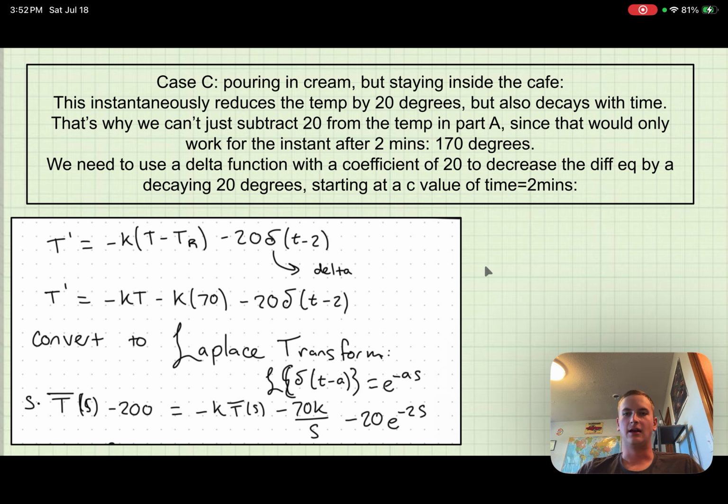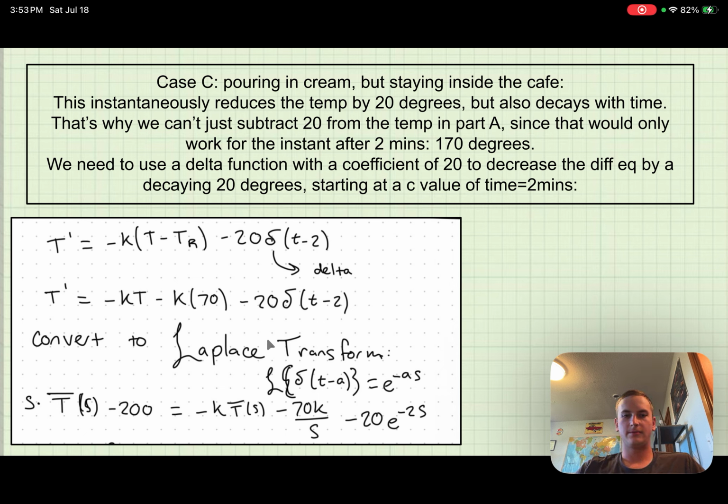Okay, case C. This time I'm staying in the cafe, but I'm pouring creamer into my coffee. It instantaneously reduces the temperature by 20 degrees, but also decays with time. So you can't just subtract 20 degrees from the temperature in part A, since that would only work for the instant after 2 minutes, 170 degrees, where previously it was 190 degrees. We need to use a delta function with a coefficient of 20 to decrease the differential equation by a decaying 20 degrees, starting at a time equals 2 minutes.